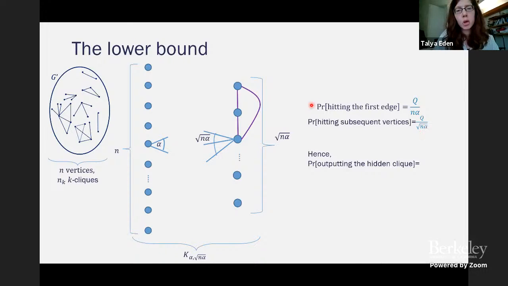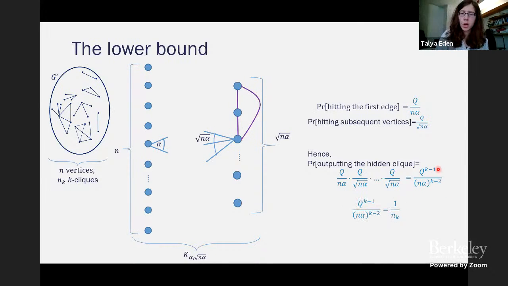So in total, to output this hidden edge, this is my success probability. It's q over n alpha, and then q over square root n alpha for k minus 2 times, right? Because I first saw an edge, so I'm missing k minus 2 additional vertices. So it's just q to the k minus 1 over n alpha to the k minus 2.